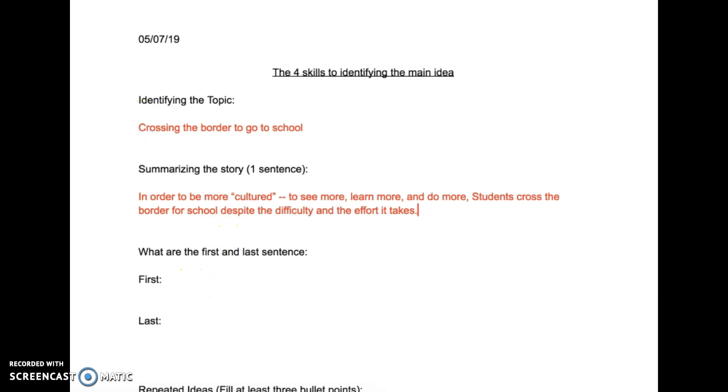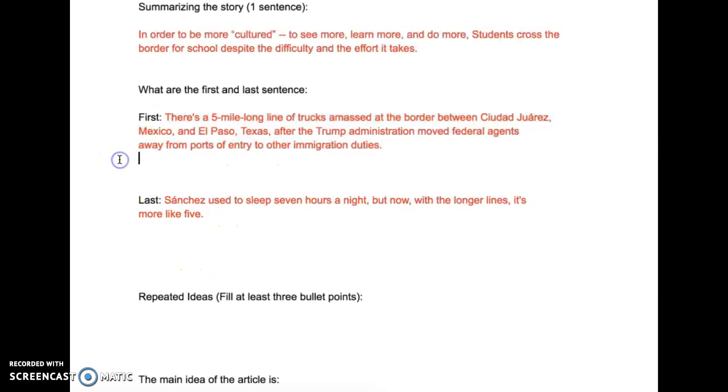First and last sentence, I will get that for you now. So here we are. The first sentence says, there's a 5-mile-long line of trucks amassed at the border between Ciudad Juarez, Mexico, and El Paso, Texas, after the Trump administration moved federal agents away from ports of entry to other immigration duties. And the last sentence is, Sanchez used to sleep 7 hours at night, but now with the longer lines, it's more like 5.